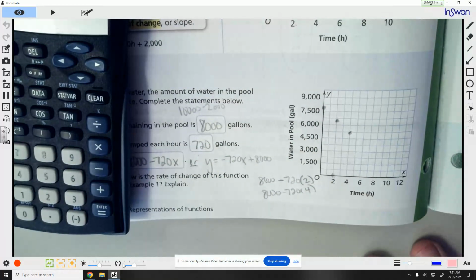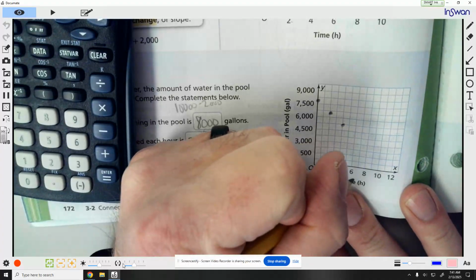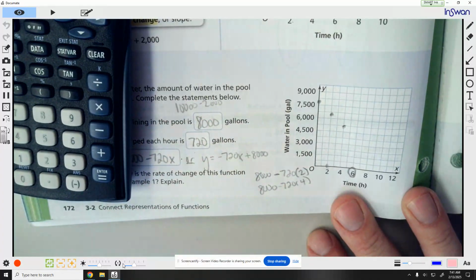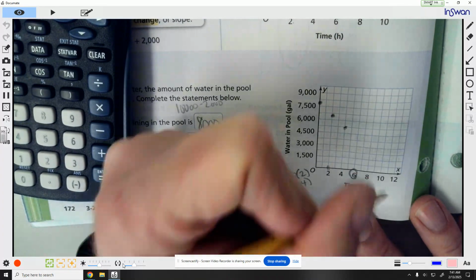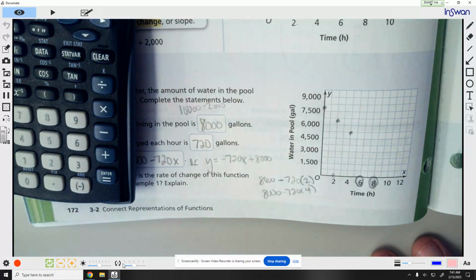So the dot would be somewhere close to that. Okay, I want you guys now to go figure out what it would be for 6. And then plot the point. Okay, figure out what it would be for 8. And then plot the point.